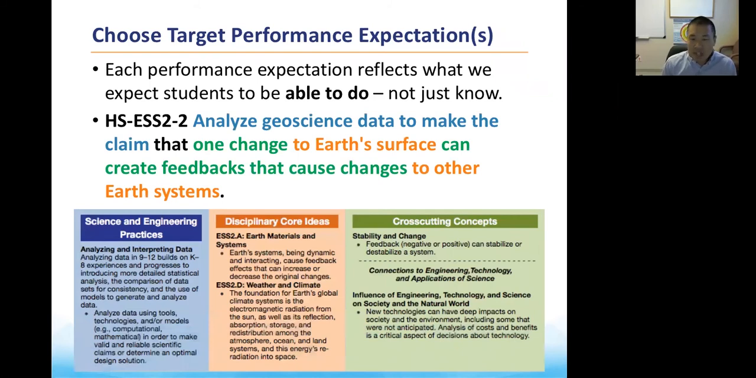All performance expectations begin with a practice of some sort. In this example, it's analyzing and interpreting data. As a result of that analysis and interpretation, kids should be developing understandings about how changes to Earth's surfaces can impact and cause changes in other Earth systems. What we want kids to demonstrate has a combination of both the disciplinary core ideas as well as the cross-cutting concept of stability and change.